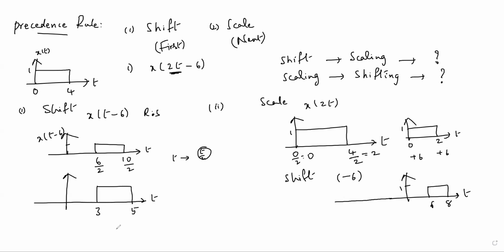So what we have done in these two cases, if we compare: shifting first and scaling next in the first case, scaling first and shifting next in the second case. In both cases, we are not getting the same signals; we are getting different signals. That is why there is a need to follow a certain rule, the precedence rule. It says shifting first, scaling next. So the first one is the preferred order, the correct one for this signal x of 2t minus 6.